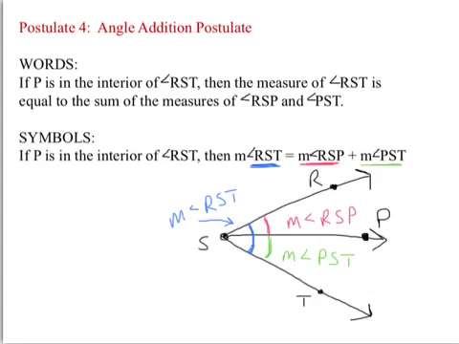So if this is in the middle of this angle, I can add this degree and this degree up and get the big one, okay? I've got blue is the whole thing, red is one piece, and green is another. Blue is equal to red plus green.